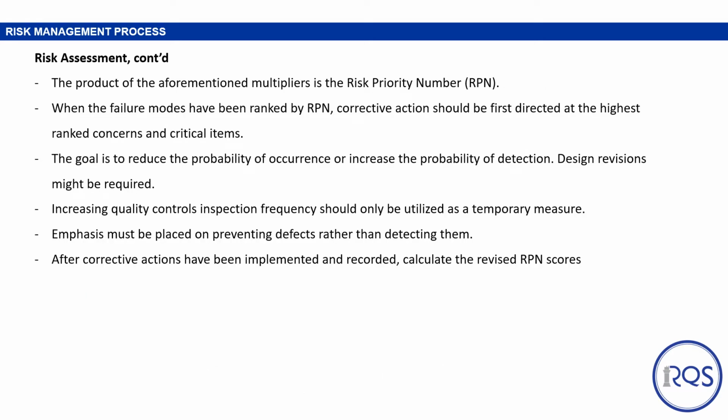The product of the multipliers that we mentioned, the severity, occurrence, the detectability sometimes, and preventability, is the risk priority number, or RPN. When failure modes have been ranked by RPN, corrective actions should first be directed at the highest ranked concerns and any items that we have deemed critical. The goal should be to reduce the probability of occurrence and increase the probability of detection, and design revisions may be required. Increasing quality control inspection frequency should only be used as a temporary measure, and the emphasis should more so be placed on preventing the defects rather than detecting them.